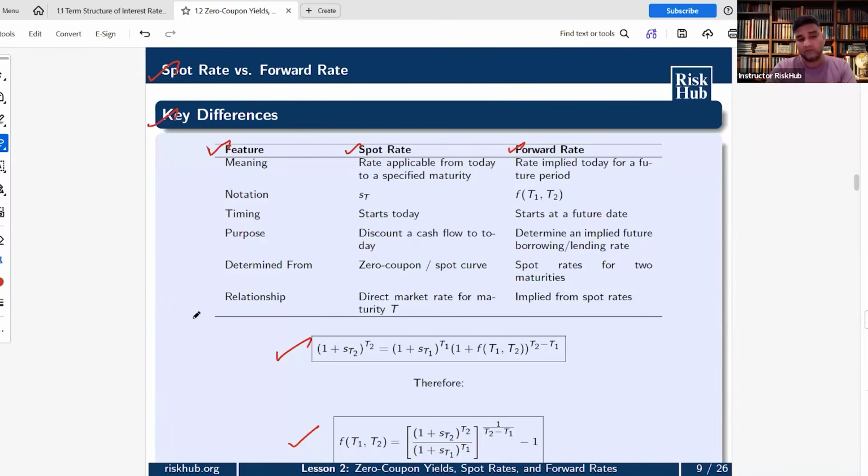The table lines up 6 features. If you read top to down, spot S of T starts today and ends at T, quoted directly in the market, used to discount the cash flow today. Forward rate F of T1, comma T2, right? Starts at T1 and ends at T2, backed out from spot rates, used to fix future borrowing and lending rates. The one difference that matters is the spot rate is an input observed in the market. The forward is an output implied by two of those inputs.